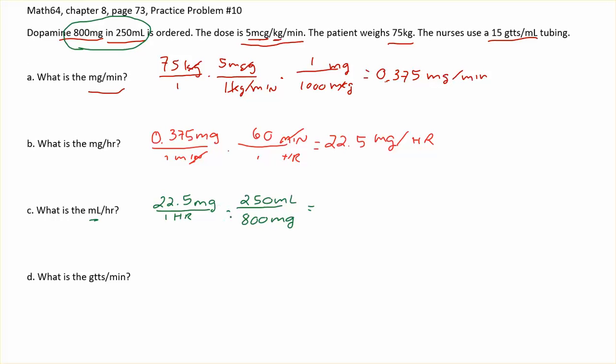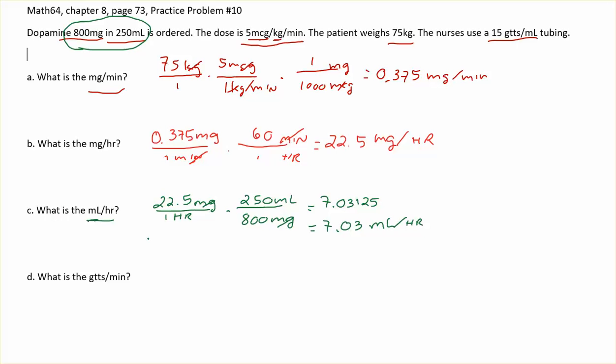And I get 7.0303125. I think I'm going to go ahead and round this off. I think 2 places is respectable. So I'm going to call it 7.03. And you can see that the milligrams drop out, leaving me with milliliters on the top and hours on the bottom. And that's exactly what I was asked to find, milliliters per hour.